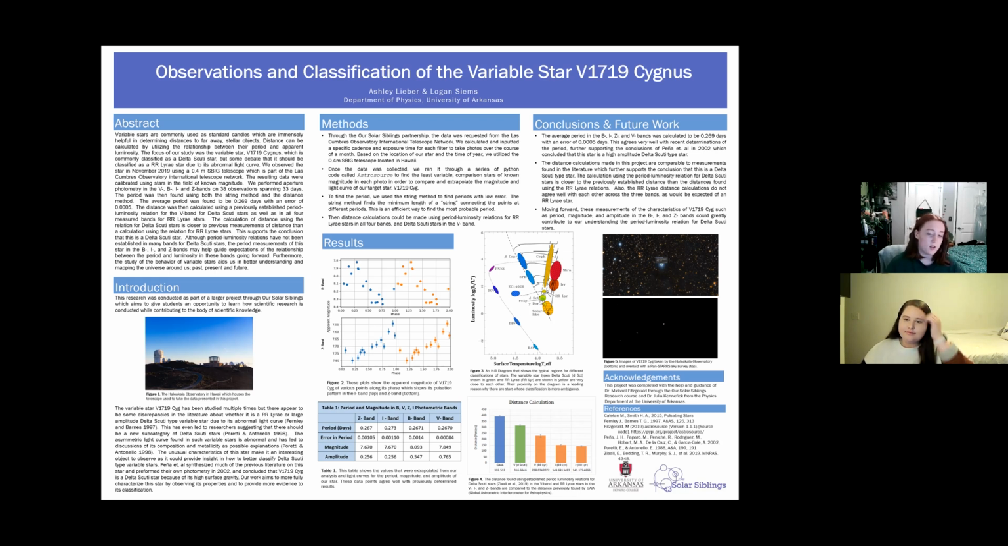And then the calculation using the relation for Delta Scuti type stars agrees most closely with the literature's determination of the distance. So moving forward, we can use the measurements of the periods in these other bands to better understand the relationships between period luminosity and distance for Delta Scuti type stars.